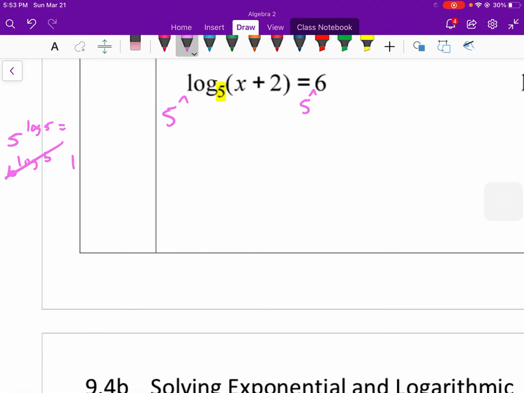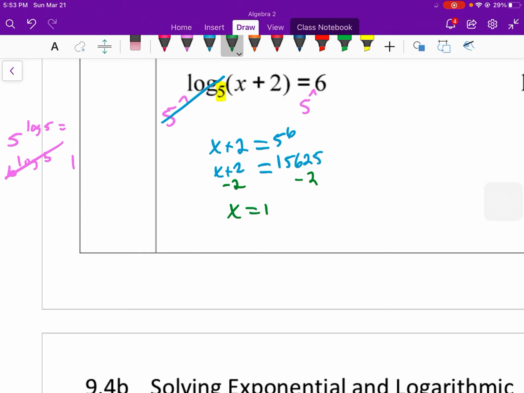Okay, so on the left, that means that these simplify so that we have x plus 2 equals 5 to the 6th, which is 15,625. So 15,625 equals x plus 2, and we're solving for x, so we're going to subtract 2 from both sides. Therefore, x equals 15,623.